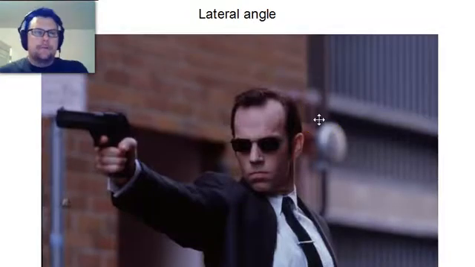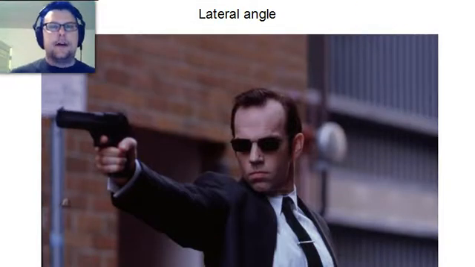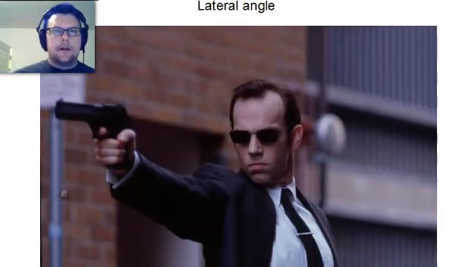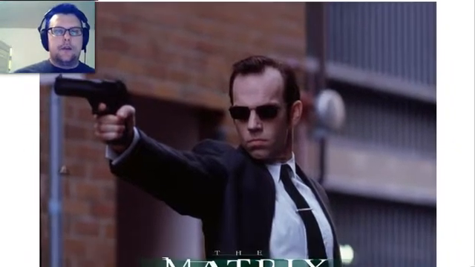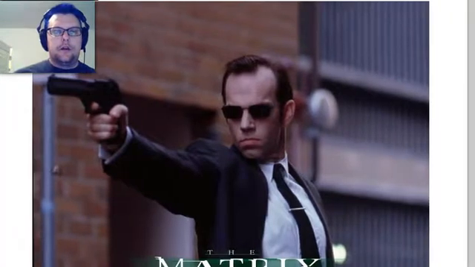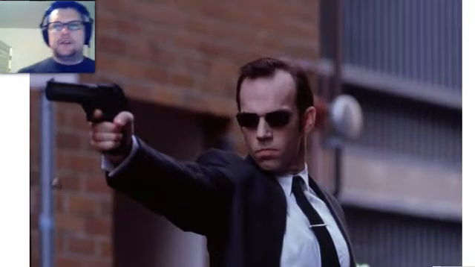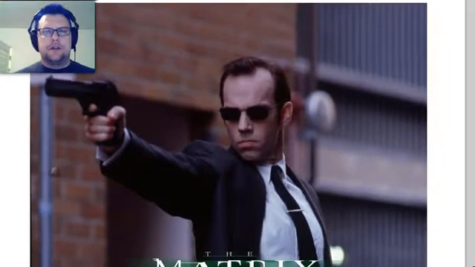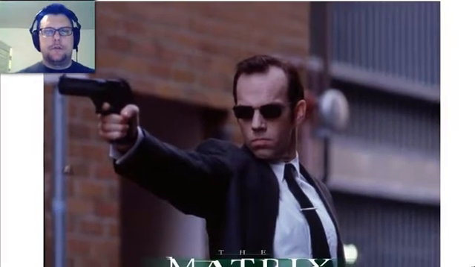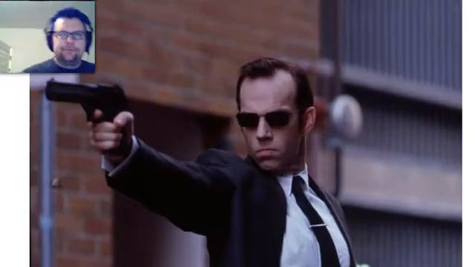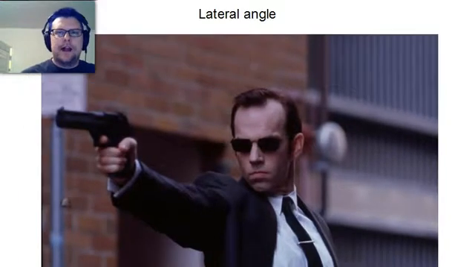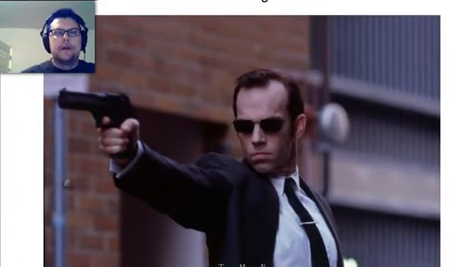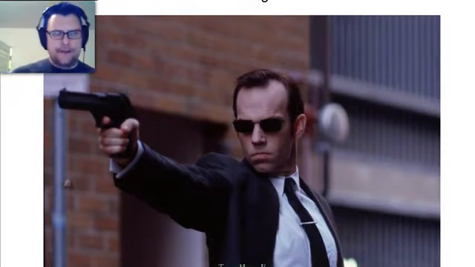So if you look at this shot from The Matrix, obviously something else is going on here. This is a lateral angle, and I'll move that out of the way so you can see a little bit more of Agent Smith there. Just kind of shake it around the screen for a bit, see if I can make anybody nauseous. Wow, okay. Hyper-professionalism going on here.